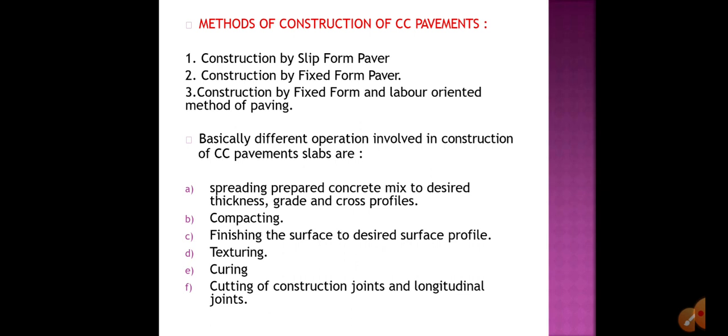Clear? So basically, the different operations involved in construction are: spread the prepared concrete mix to the desired thickness, grade and cross slopes, compacting, then finishing the surface to the desired surface profile, texturing the top surface, curing after cutting of the construction joint and longitudinal joint. This is how the process goes.